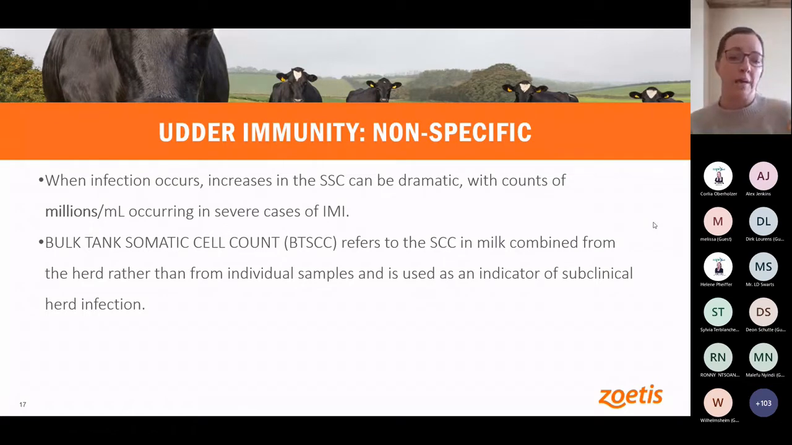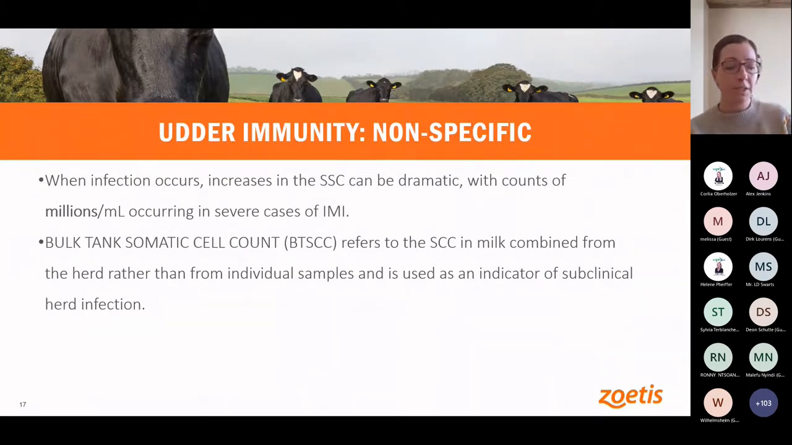Let's say there are certain cows that when an infection occurs, the increases in the somatic cell count can be quite dramatic. And these cows, we call them the millionaires, because these counts can go up to millions in terms of the somatic cell counts. And this can also occur in very severe cases of intramammary infections.